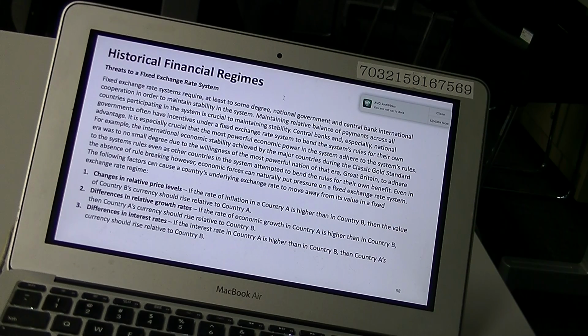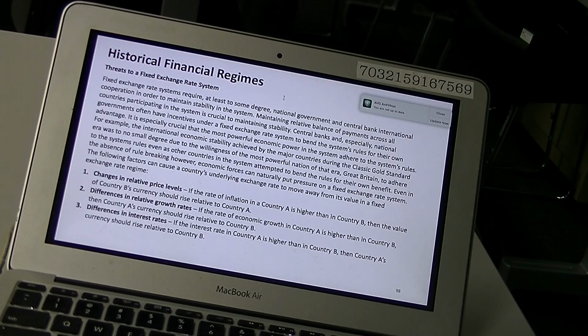But central banks and national governments often have incentives under a fixed exchange rate system to bend the rules. Here are the problems that can cause a country's underlying exchange rate to move away from its value in a fixed currency exchange rate. One is a change in relative price levels. If the rate of inflation in country A is higher than in country B, then the value of country B's currency should rise relative to country A.